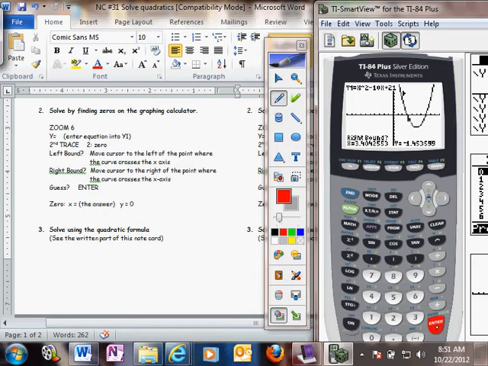Then hit enter. And now it says guess, and you see that the root is x equals 3. That's this one right here. And so you've got this one right here. Now we have to do it again for this side.